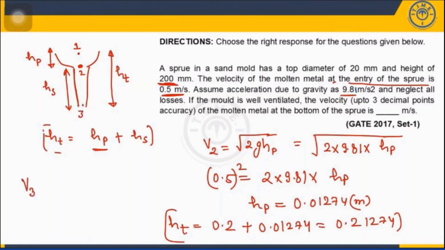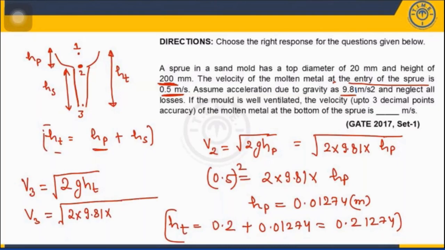What is the velocity at point 3? The velocity at point 3 is root 2g, can I write into HT? Because at this point the velocity is root 2g HT. At this point the velocity is root 2g HP. At this point the velocity will be 0. Why? Because there is no height. Now the v3 value, if you solve, then you will get 2g is 9.81. What is the HT value? The HT value 0.21274.